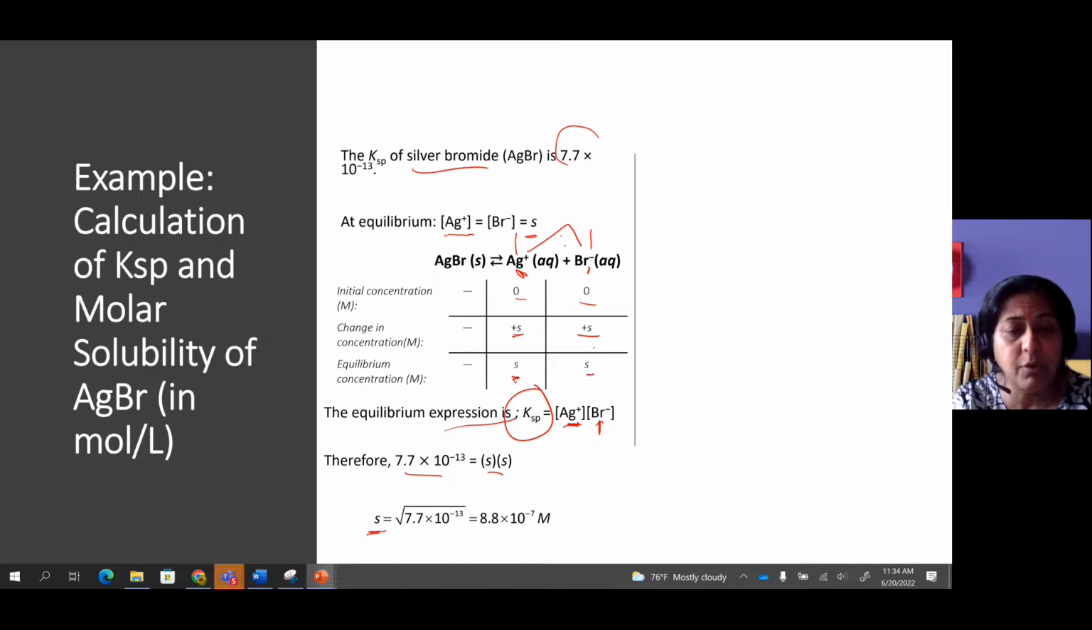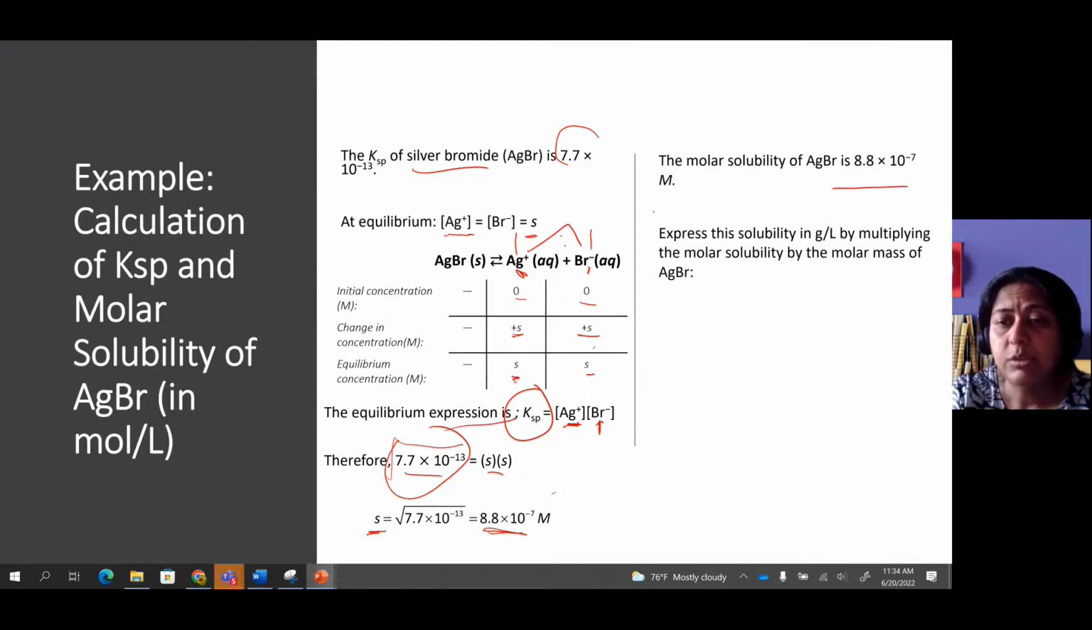So in order to solve for S, we get the square root of that number, and the molar solubility is obtained as 8.8 times 10 to the negative 7th molar. Right. So now we need to express the solubility. The solubility must be expressed in grams per liter, so we need to multiply this molar solubility by the molar mass of that compound.